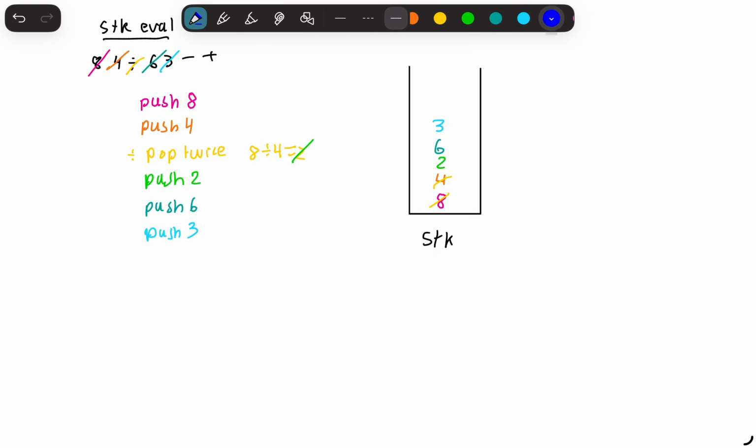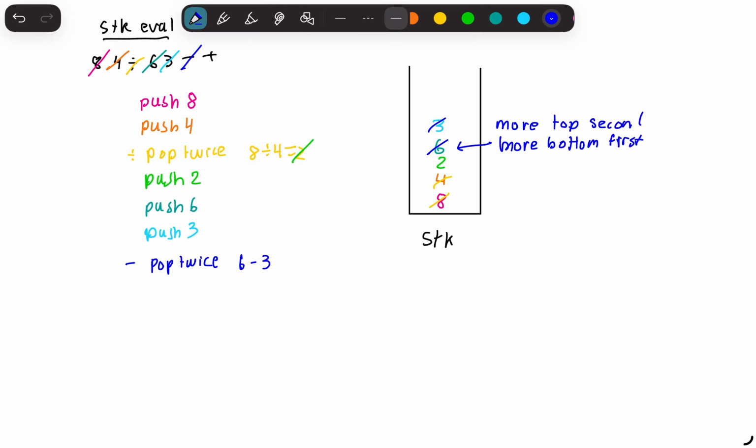Now we read the minus. It's an operator, so you're going to pop twice. We pop the two things that are on the top. So that's 6 and 3. That's going to be 6 minus 3. And remember, the one that is more at the bottom is going to be the first one, and the one on the top is going to be the second. Just remember which one goes first. 6 goes first, then 3.